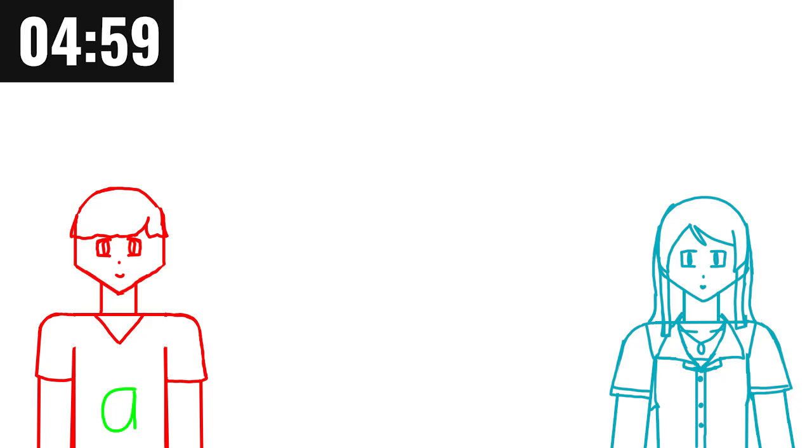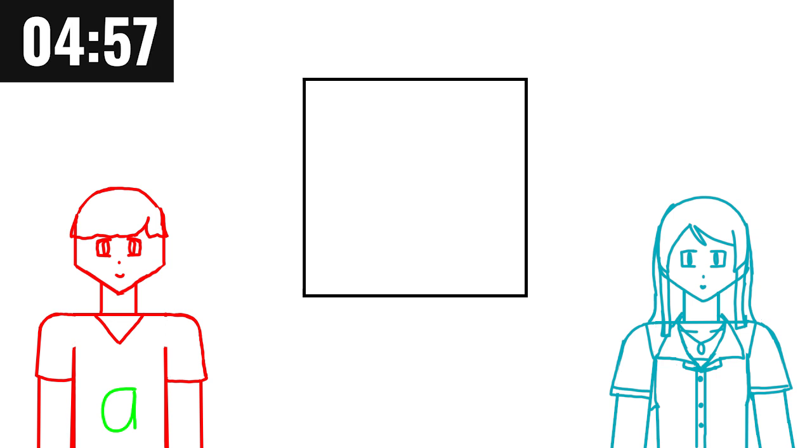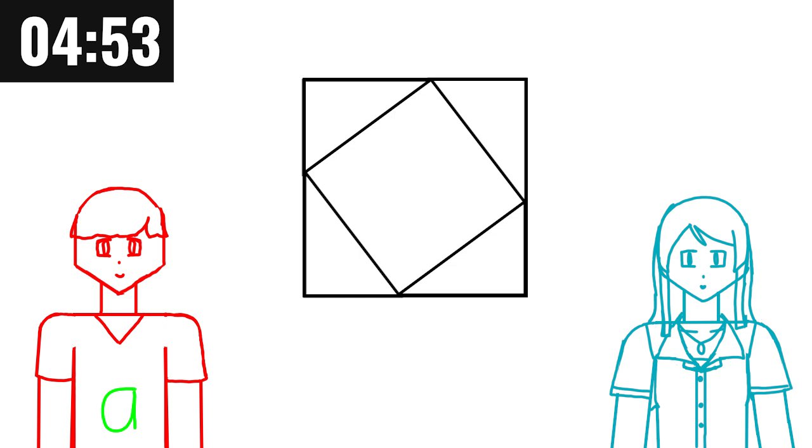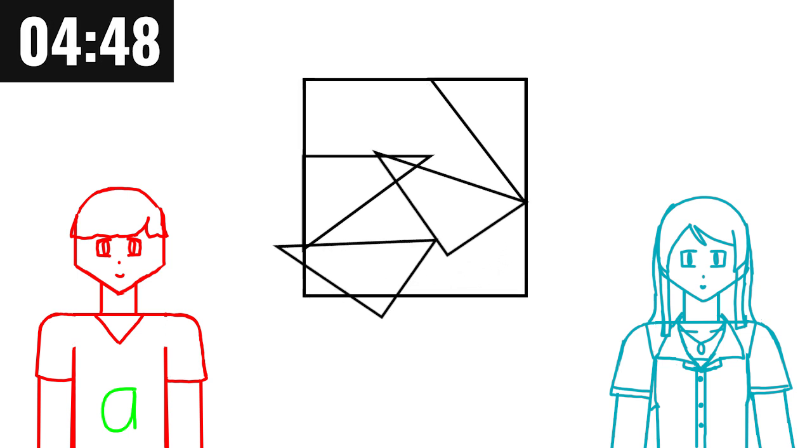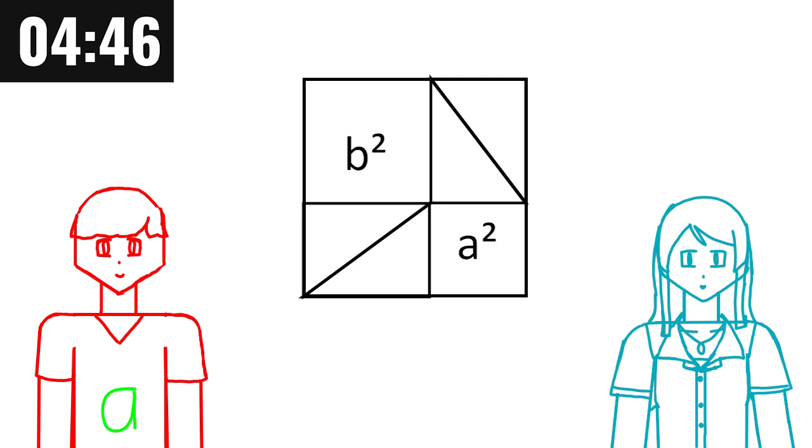So, my proof is rather simple. You take a square with side lengths a plus b and put 4 copies of the triangle in each corner. You get a square with side length c. Rearranging the triangles, you then get 2 squares, a squared plus b squared. Since the area of the empty space doesn't change, that shows that a squared plus b squared equals c squared.